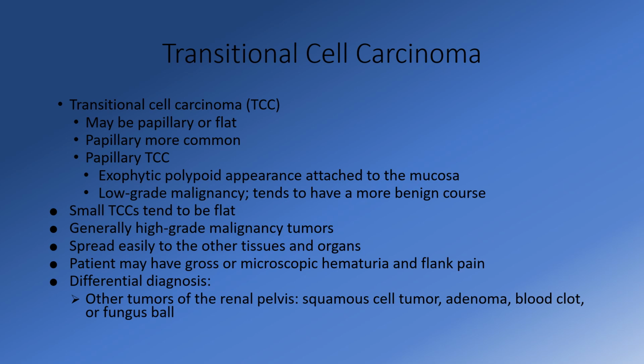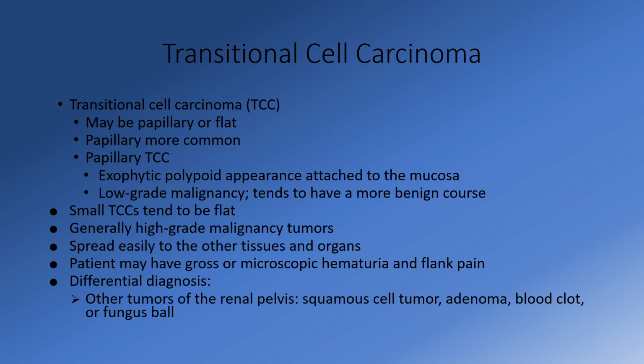The small transitional cell carcinomas, they're going to tend to be flat, and flat is a little bit more of a problem. The flat ones are going to be high-grade malignancy, meaning they're likely to invade other organs. They're likely to spread through the bloodstream or through the lymphatic system as well.